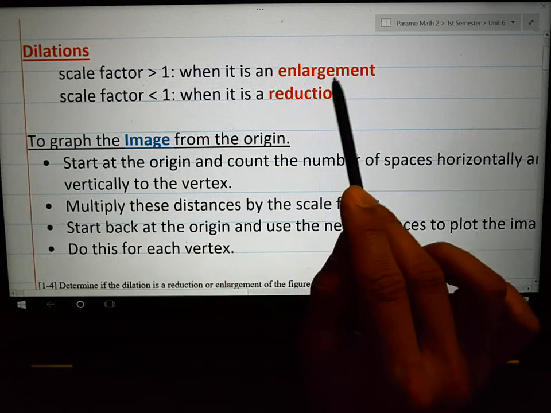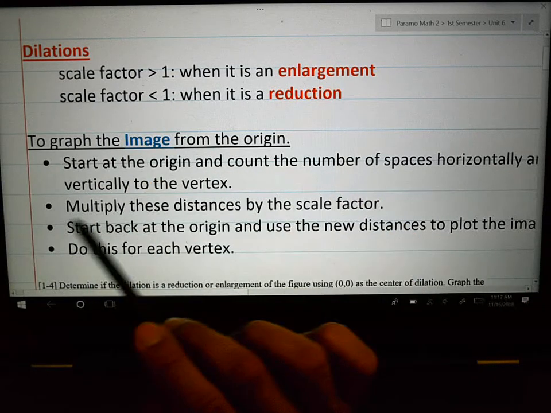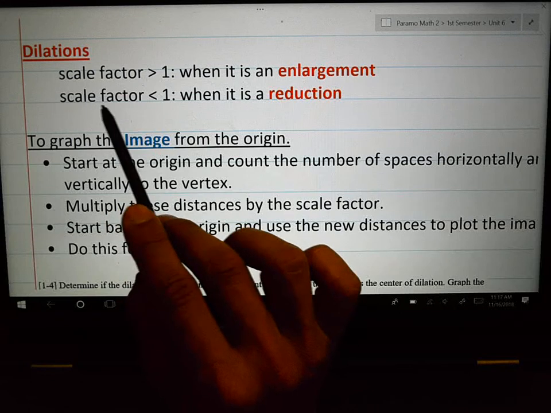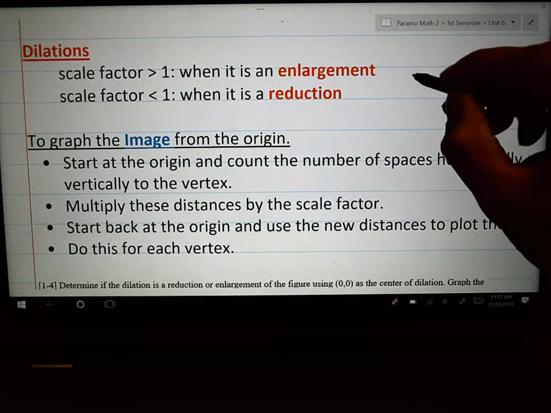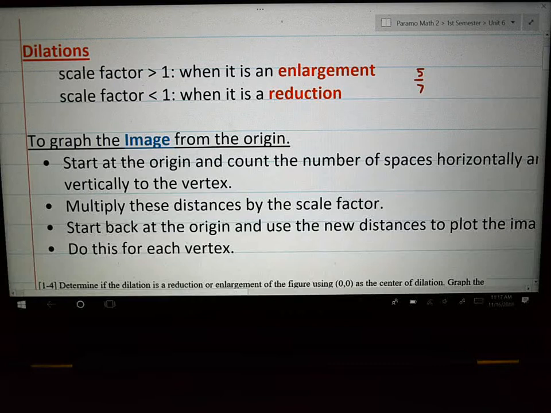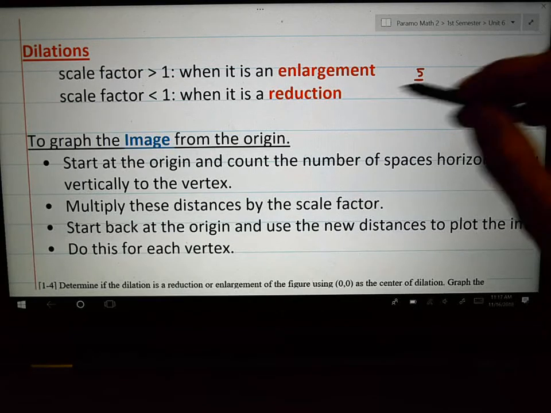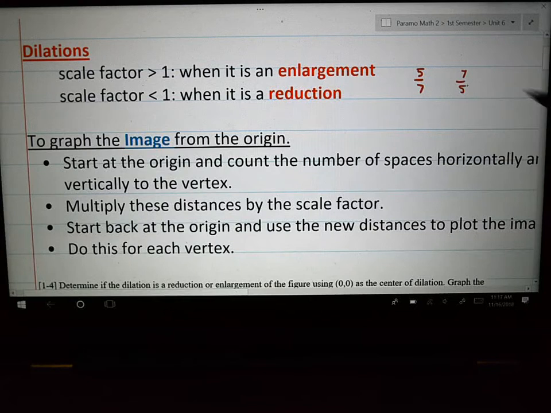First and foremost, I know it's an enlargement when the scale factor is greater than 1. I know it's a reduction when the scale factor is less than 1. So if you ever get confused, just figure out, is the scale factor bigger than 1 or less than 1? Then you'll know if it's an enlargement or a reduction. How they're going to try to trick you is they might throw in something like 5 over 7 as a scale factor. Is that less than 1 or greater than 1? Less. So then it's a reduction. But if they throw 7 over 5, is that less than 1 or greater than 1? Then this is an enlargement.